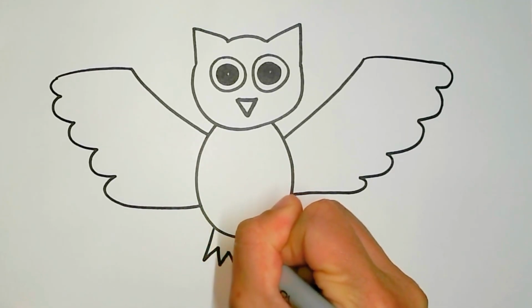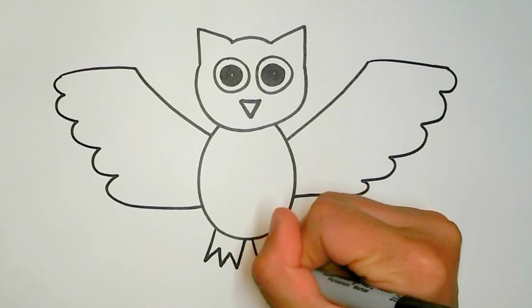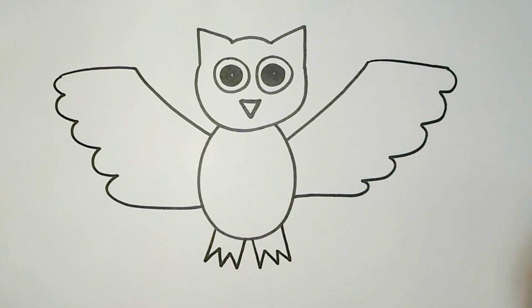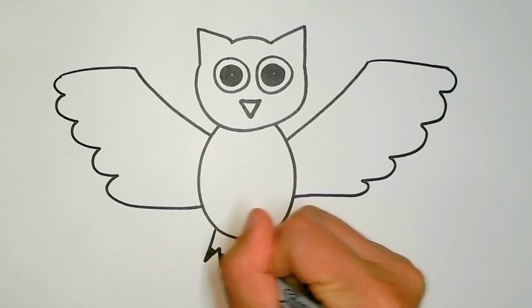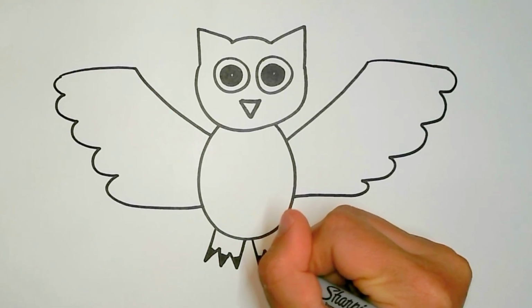Now we're going to add our feet. I'm going to do a foot with 1, 2, 3 little pointies at the bottom, because our owl is going to have those talons. And I'm going to color in the end of the pointies to give him nice, strong nails.